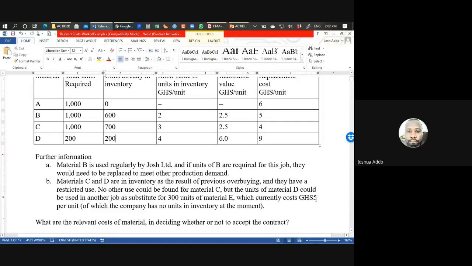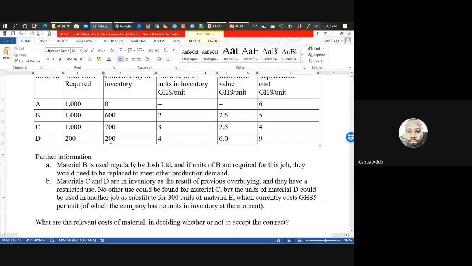Material E costs 5 per unit. So 5 times 300, what is the value? 1,500. So if we use this 200 for the job, we are being deprived of using this 200 as a substitute for 300. In other words, we will have to go and buy this material E.